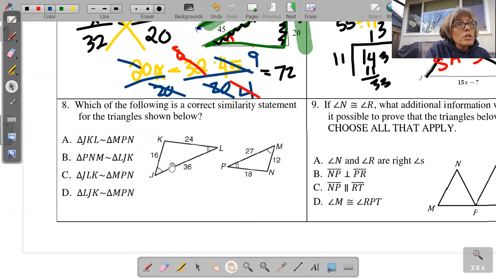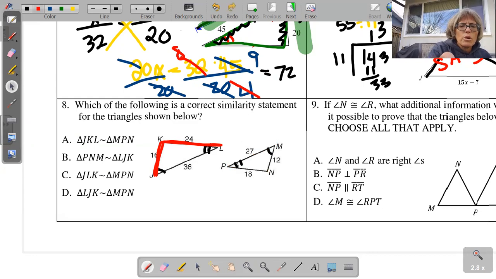Which of the following is correct for a similarity statement? Well, I know they're similar by angle, angle. So all you have to do is match short, medium, long. So JKL, JKL. Notice that goes short to medium. MPN, MPN. Notice that goes on the long side there, so that doesn't work.